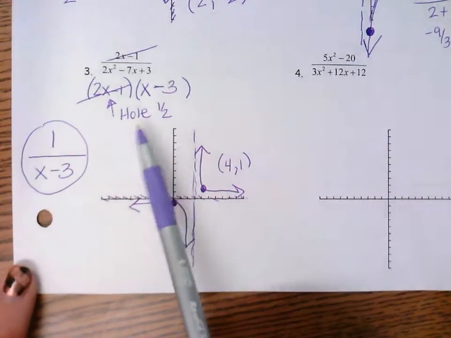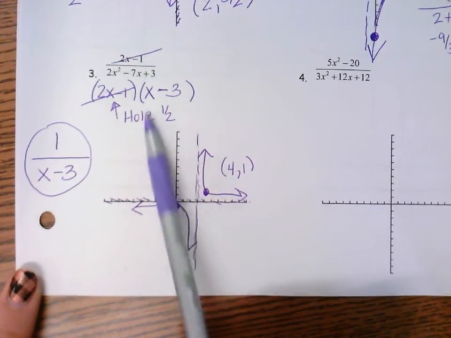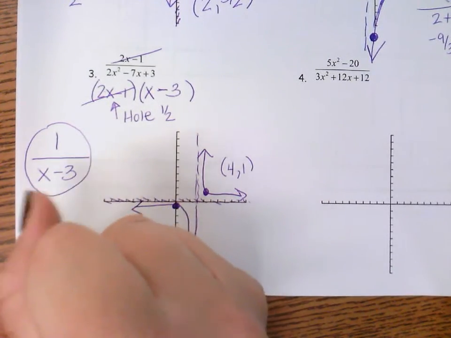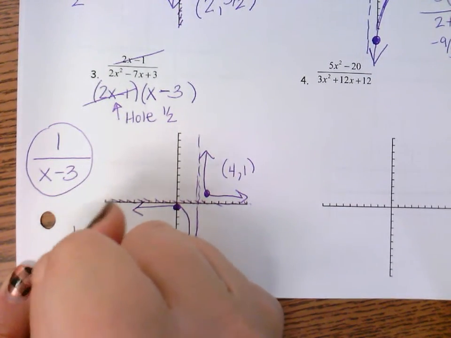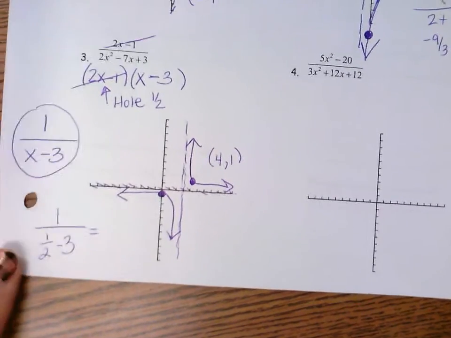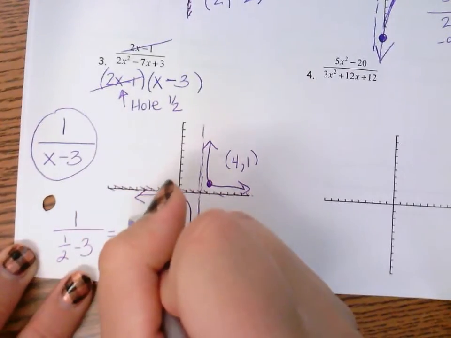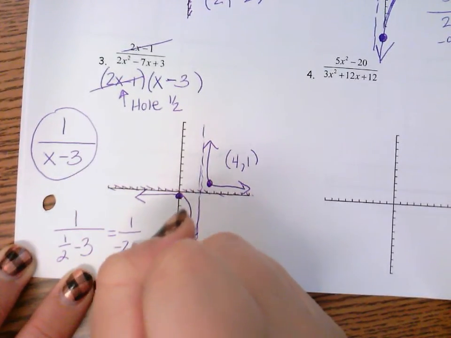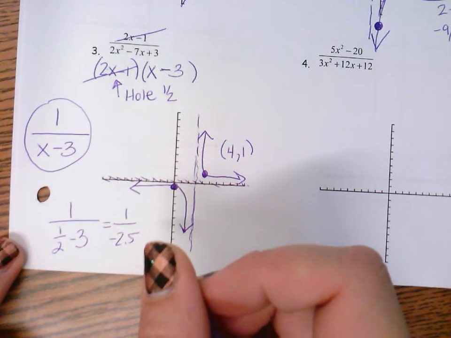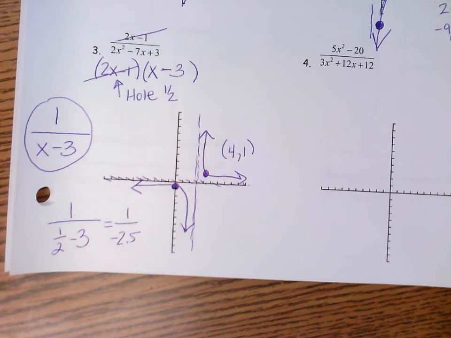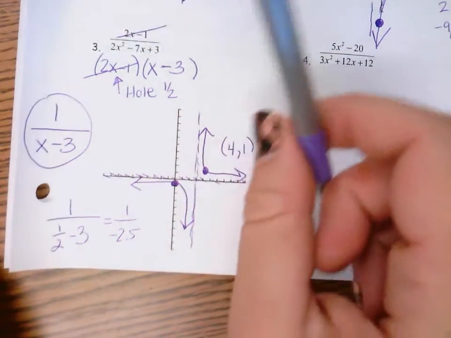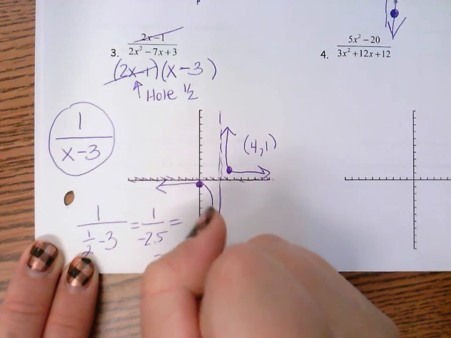So my last step is I have a hole at 1/2. So I'm plugging in 1/2. 1 over 1/2 minus 3. What is that? 1 divided by negative 2.5, which is what? Negative 5/2. So the reciprocal would be negative 2/5. Does that sound right for mental math here? 1 divided by negative 2.5 is negative 0.4, right? Which is negative 2/5, or if you just want to say negative 0.4.